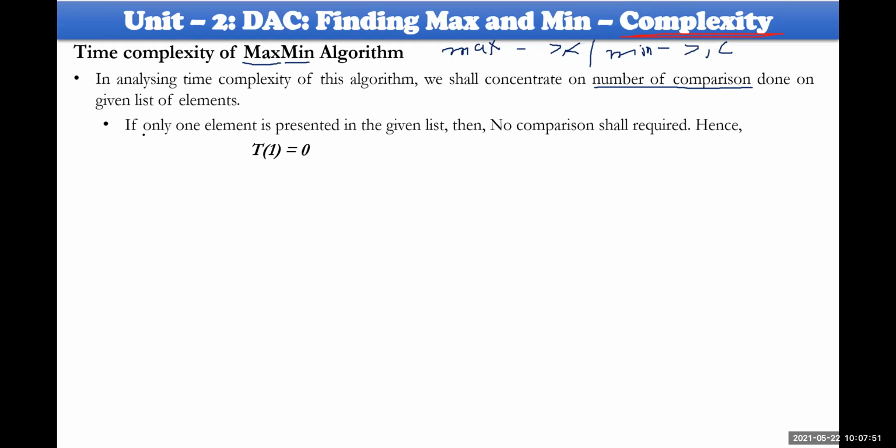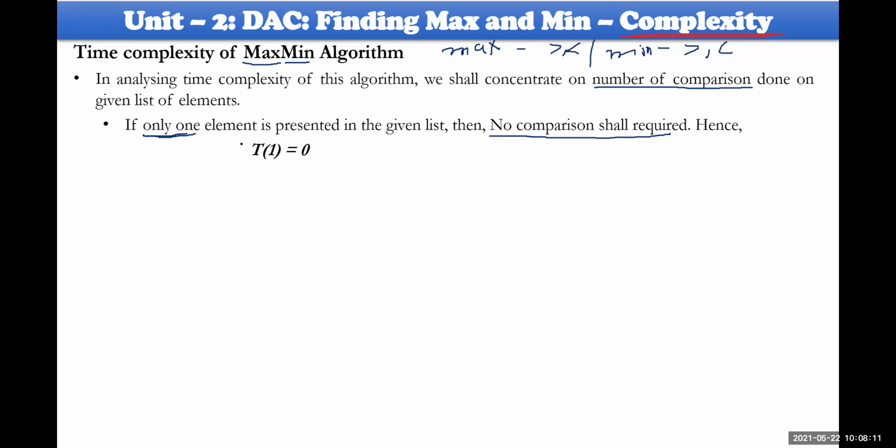Already I have given this information, even then, for the analysis part, I'd like to take it into consideration. So only one element is there with you. If a single element is there, what are you supposed to do? No comparisons are required. Therefore, T of 1 will be equal to 0. Let us consider this as equation number 1.